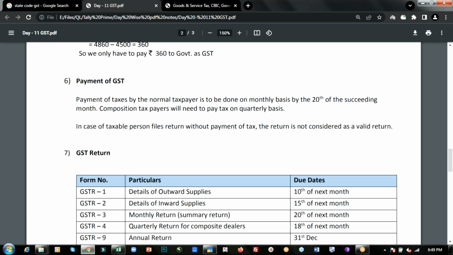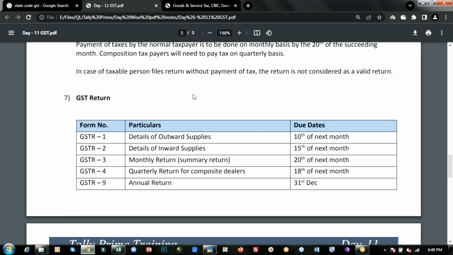All right. Now the 7th point, GST returns. Basically, we have to provide the details of sales and purchases on a monthly basis to the government in the form of GST returns. Like how many goods we have purchased, from which party, from which state, how much tax we have collected or how much tax we have paid. All of that information we have to provide to the government on a monthly basis in the form of GST returns.